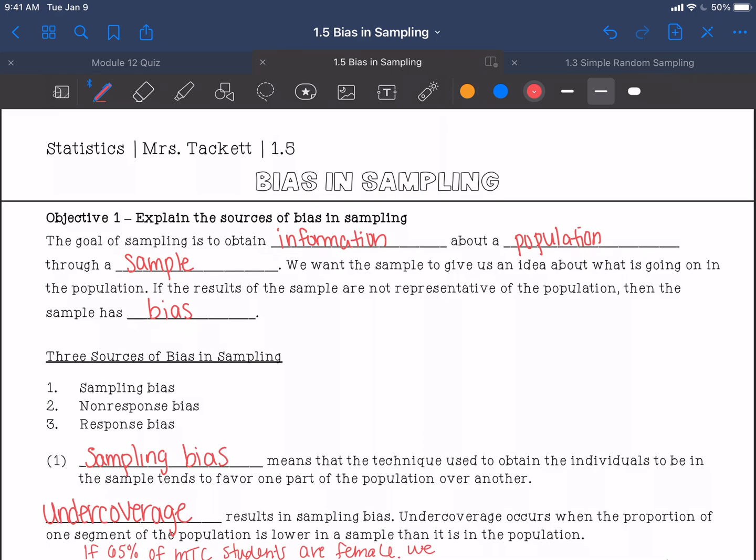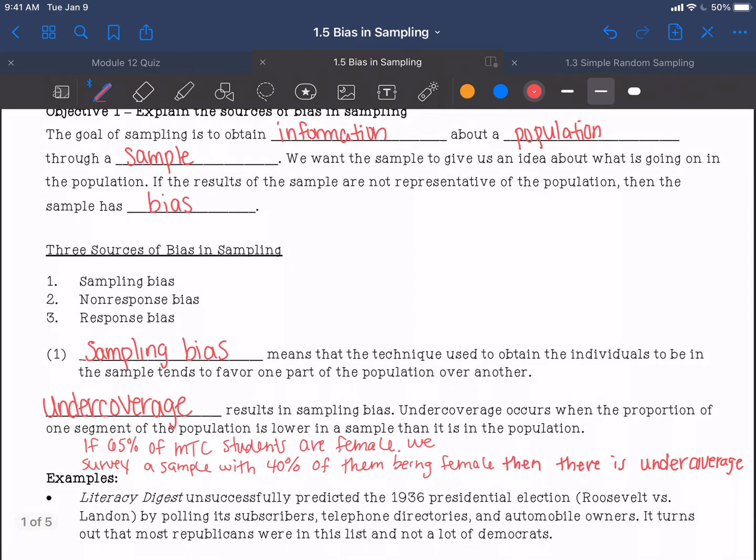So going into those in a little bit more detail, sampling bias means that the technique used to obtain the individuals to be in the sample tends to favor one part of the population over another. So there is bias because of how we sampled. That would be like me wanting to know something about all the math students in our building, and I do a random sample with my students only. That is not a true representative of all math students in the building, because you have elementary, junior high, and other high school math teachers.